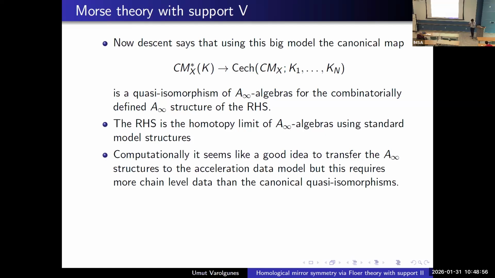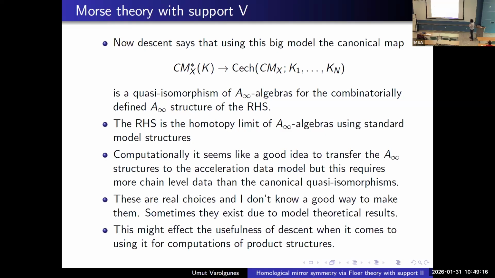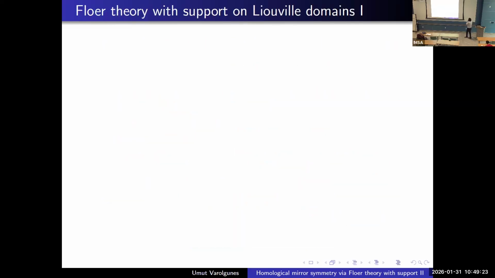So, okay, this is a remark, maybe I should skip it. I'm just saying that it would be good to have a good mechanism to transfer these A infinity structures onto the smaller model. You can do it, but there is real data involved in this transfer, and I don't know a good way to formalize the data. But you usually know that they exist if you make some assumption. Okay, so now I can go to Floer theory. If there are questions, maybe now I can answer.